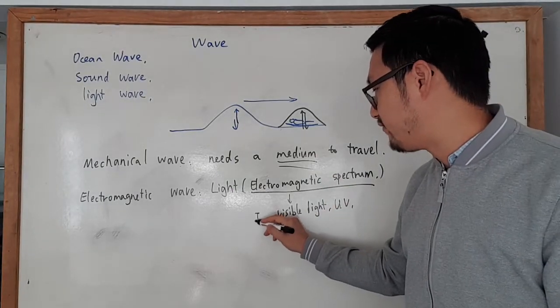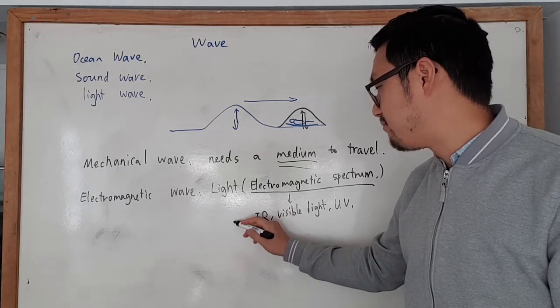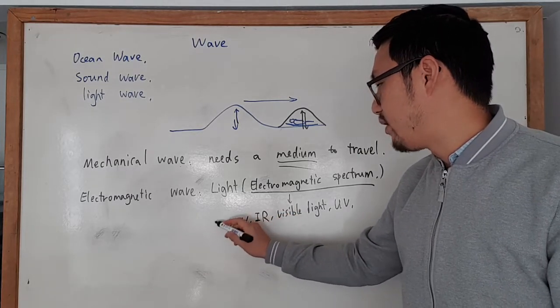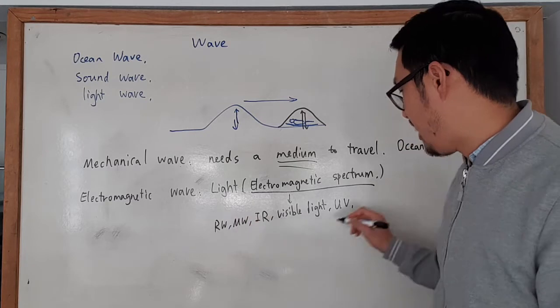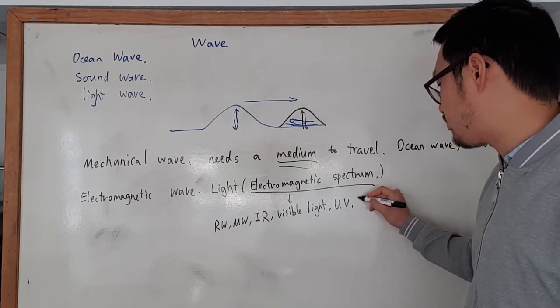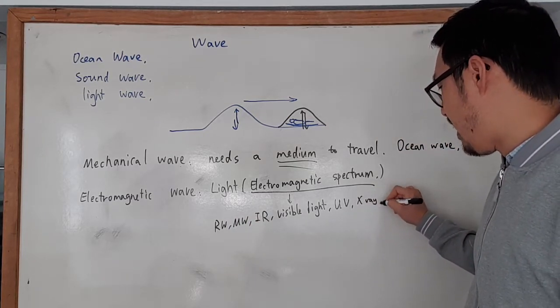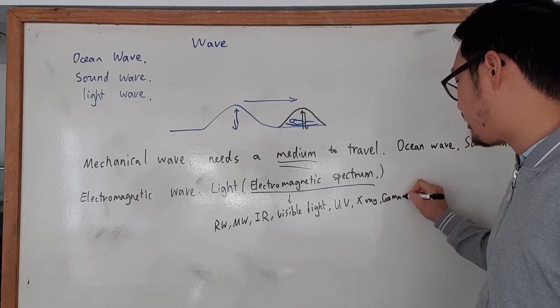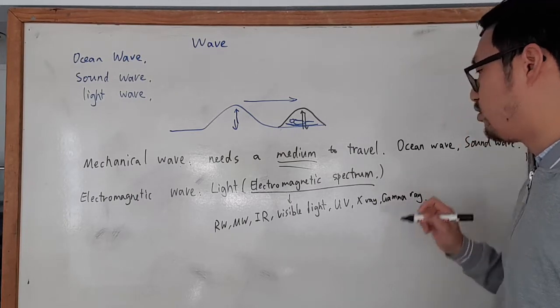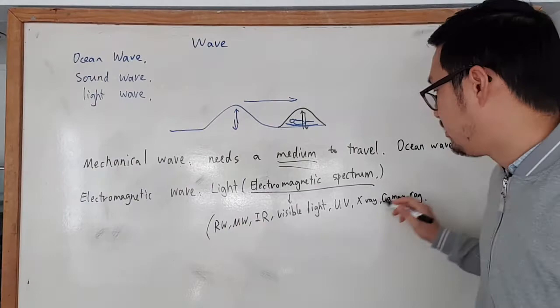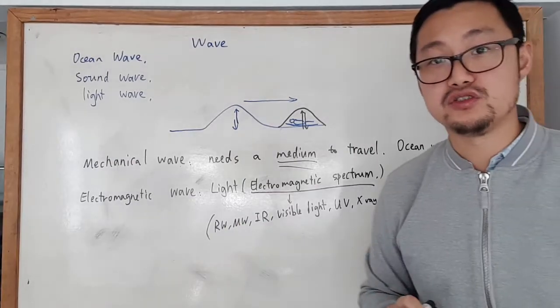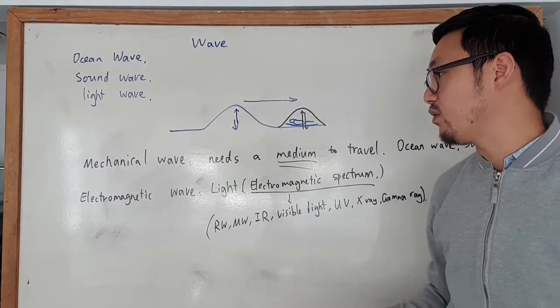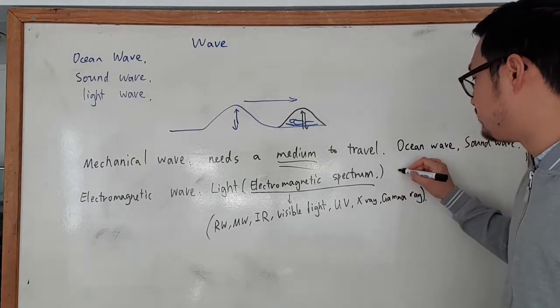And then we have infrared, and then we have microwave, we have radio wave, and then over here we have X-ray, and then we have gamma ray. We talked about gamma ray. Gamma ray is an electromagnetic wave, okay? So the electromagnetic wave spectrum includes all these ones. These are called electromagnetic waves. Electromagnetic waves do not need a medium to travel.